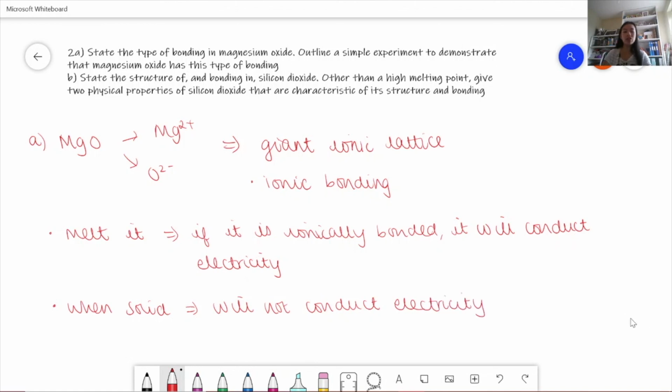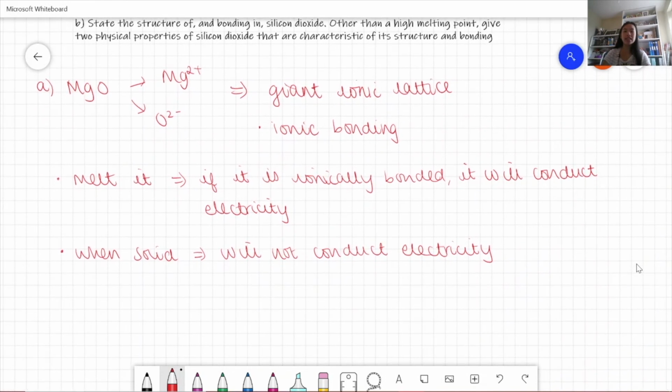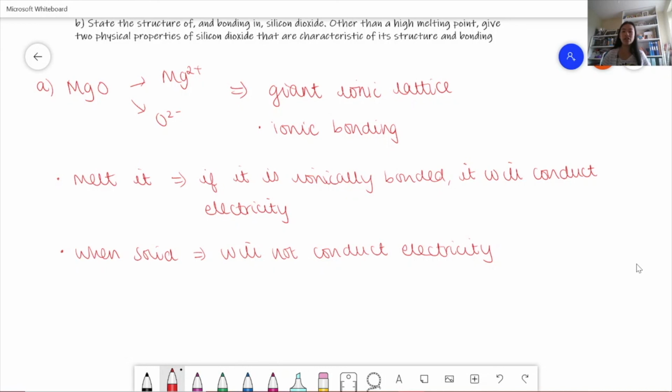And then for B, state the structure of and bonding in silicon dioxide. Other than the high melting point, give two physical properties of silicon dioxide that are characteristic of its structure and bonding. And so the structure is that we've got silicon reacting with oxygen to form silicon dioxide, and so it must be covalent. It must be covalently bonded because it's two nonmetals. And silicon dioxide is actually one of the examples that you need to remember. So it's a giant macromolecular structure. So that's just another name for giant covalent.